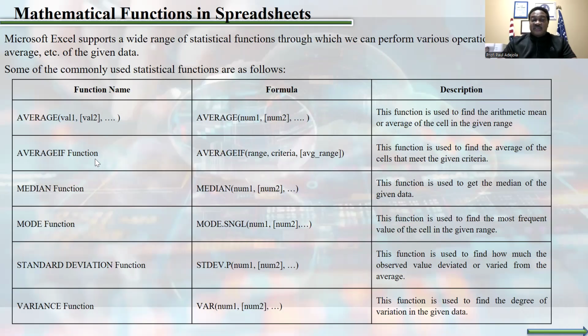The second one, AVERAGEIF function, see it here. AVERAGEIF is used to find the average of the cells that meet the given criteria. Median function, used to get the median of the given data. Mode function, used to find the most frequent value of the cell in the given range. Standard deviation, can you see that?